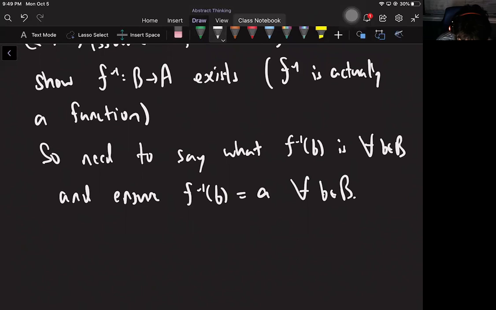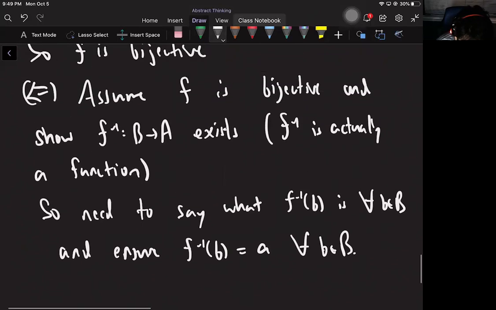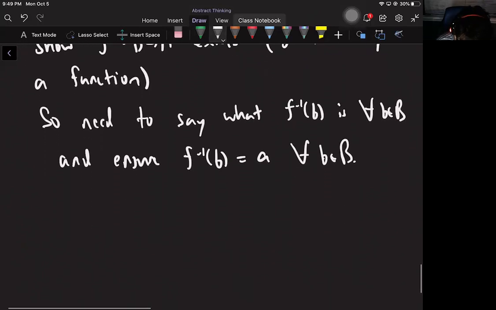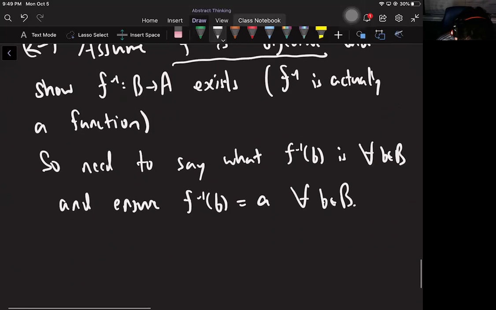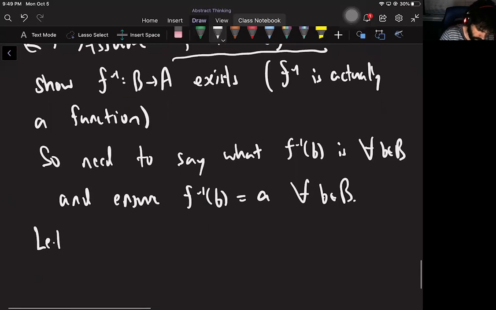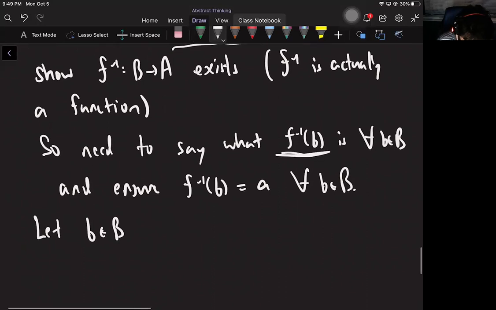Meaning I don't send a single b to two different elements of A. Okay, so I have to use that f is bijective because it was assumed, so it must come into play. Otherwise, I wouldn't assume it. So let's use that. Let b be in B. I'm trying to say what f inverse of b is. I'm trying to send this somewhere. Well, I have an element of B.